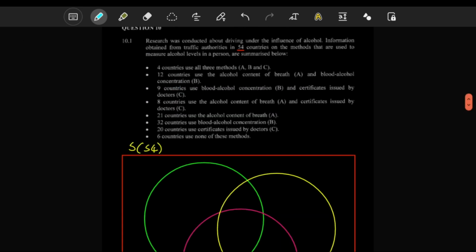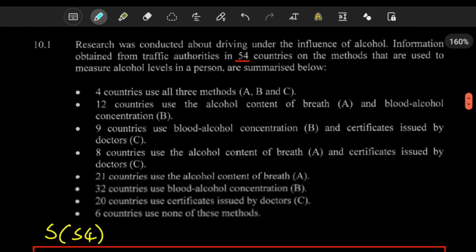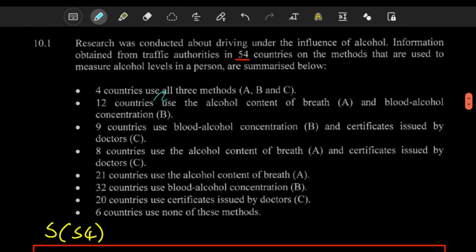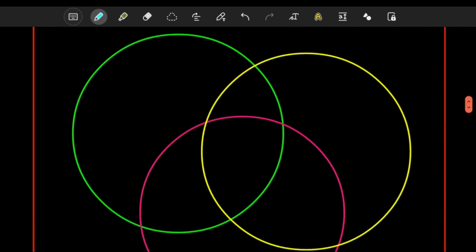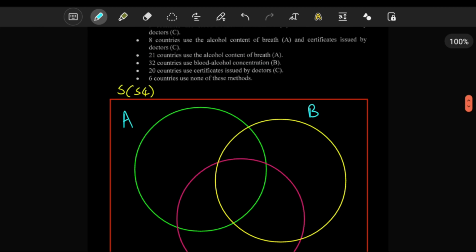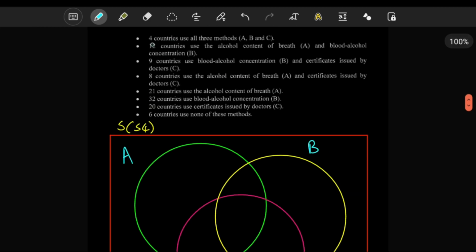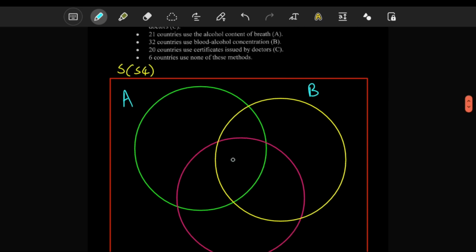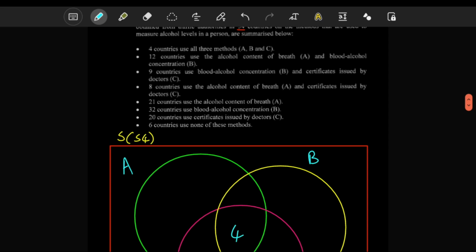Proper. Anyways, here it says four countries all use three methods, A, B, and C. So this is the section where everything goes together. So here let's label this A, B, and C. Four countries use all three methods. So where all three meet, we put four there.